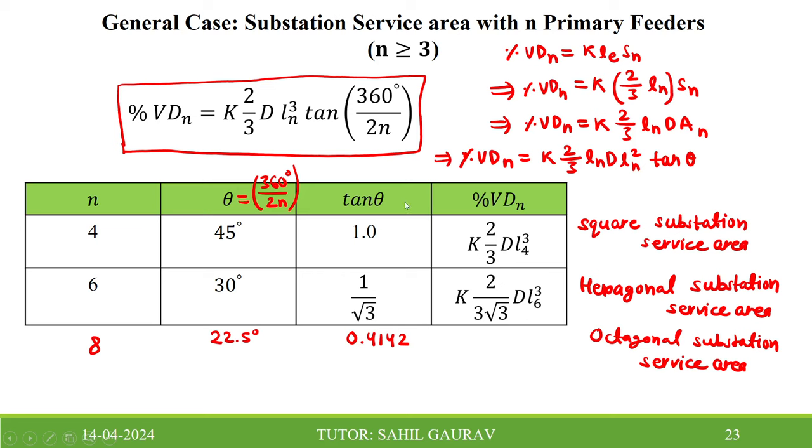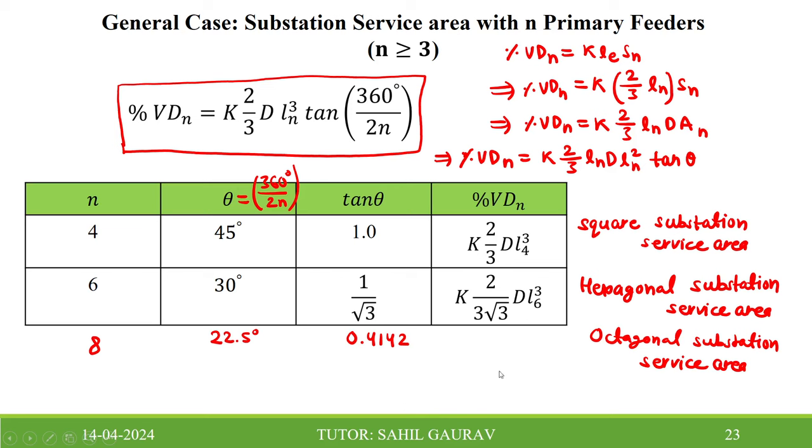So, if you have a square substation service area, then theta will come as 45 degrees, and then you will get tan theta as 1, and accordingly you will get percentage voltage drop as K into 2/3 of D into L4 cube. Now for a hexagonal substation service area, where n is equal to 6, you will get theta equal to 30 degrees, and accordingly tan 30 is equal to 1 upon root 3. So percentage voltage drop will be K into 2 upon 3 root 3 D L6 cube.